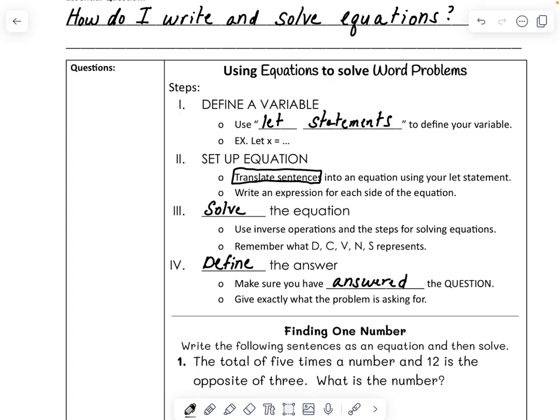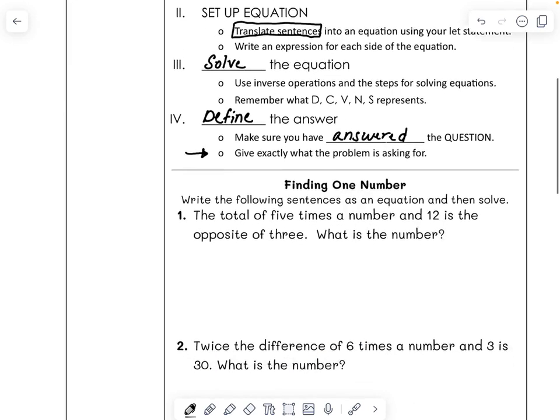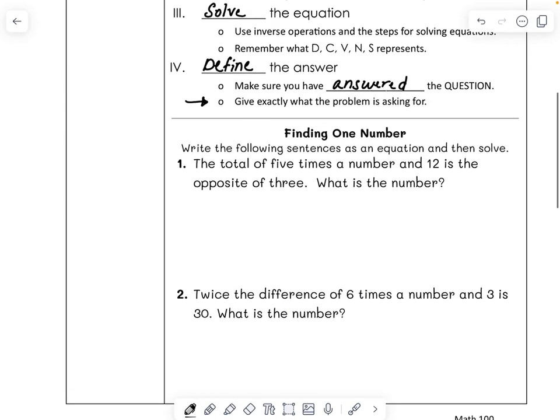Sometimes solving for the variable is only going to give you part of the question. Then you have to make sure you get the other parts. And you'll see what that means when we move to some of the examples. In other words, give exactly what the problem is asking for. All right, wonderful. So let's do a couple examples.